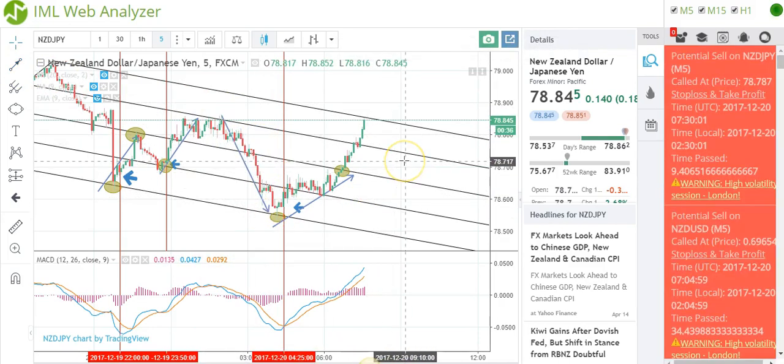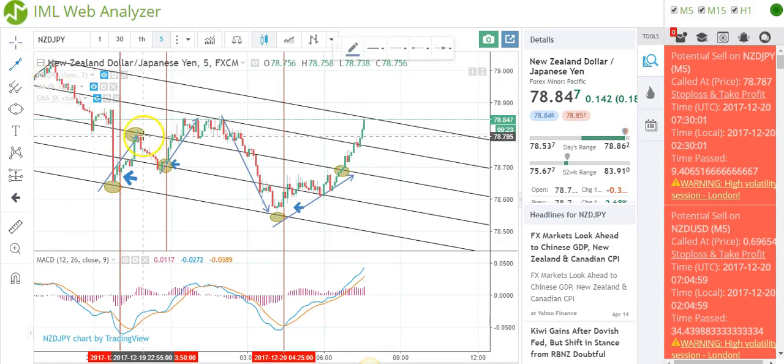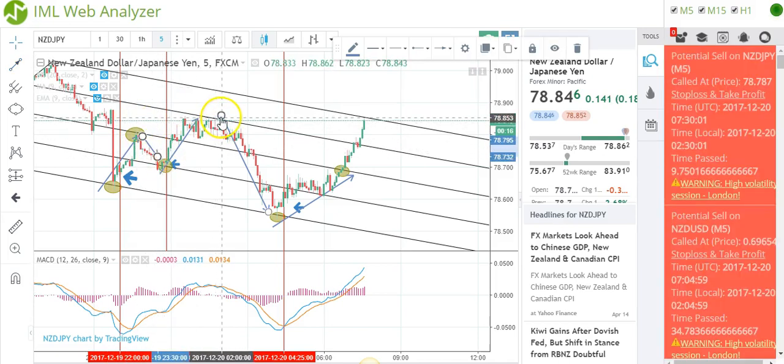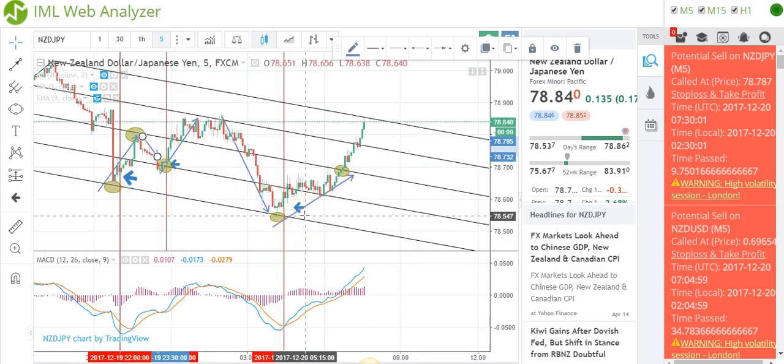So just off this analyzer, right? Just off this analyzer, you got 1, 2, 3 trades. Now with the pitchfork trading, you could have got this trade and this trade right here. So that's 1, 2, 3, 4, 5 trades just in this pitchfork alone from the web analyzer.